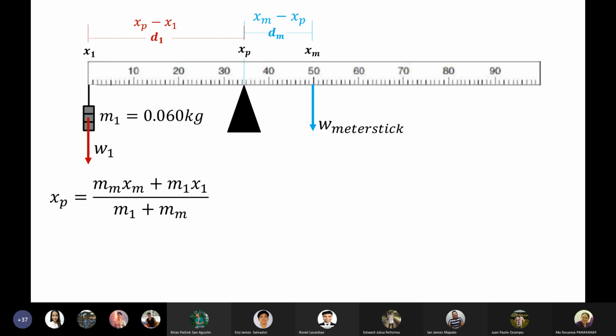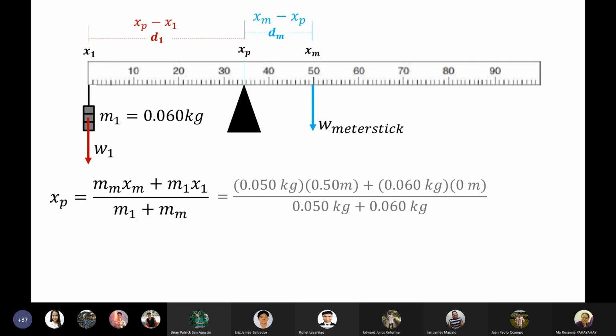Okay? So, let's substitute the given now. So that is 0.5, the mass of the meter stick, 0.5 meters, position of XM, plus 0.06, the mass of the weight 1, and ang position niya is 0 meters.